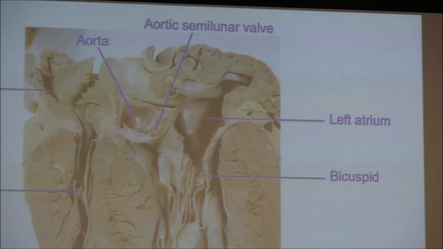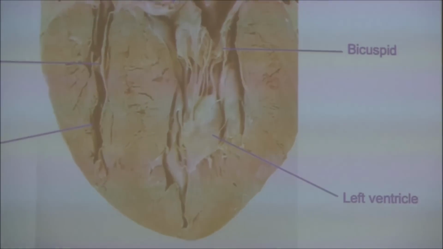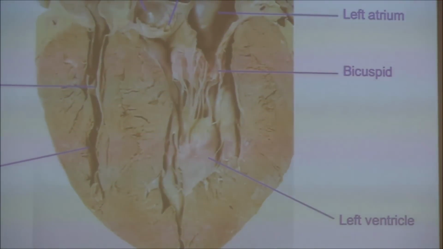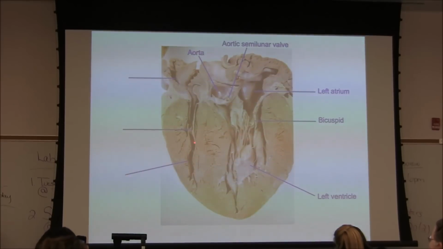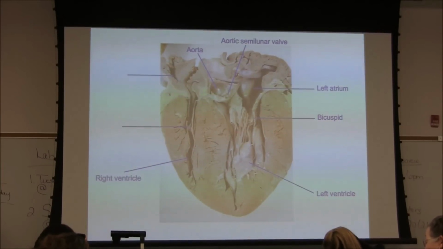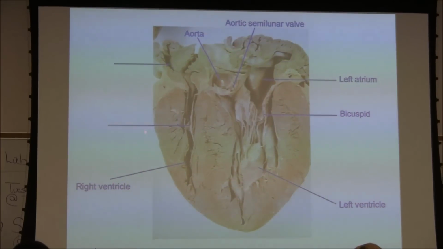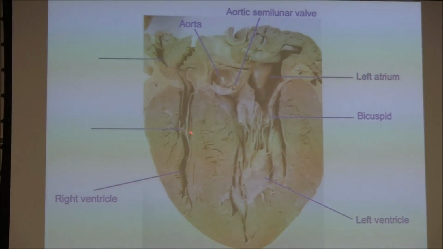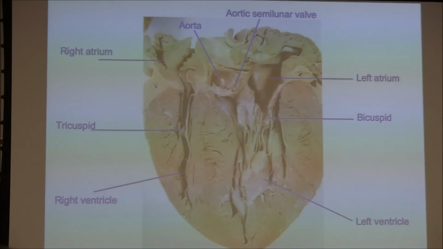What is this? That is your left ventricle. That is your left ventricle. What is this right here? That would be your right ventricle. What is this right here? Your tricuspid. What is this guy right up here? That is your right atrium.